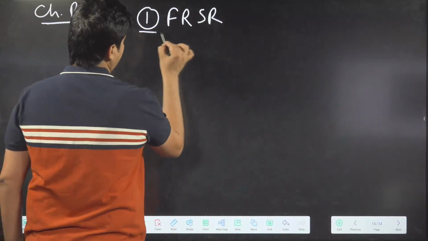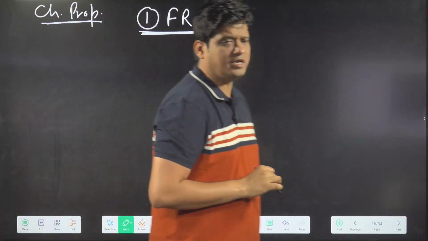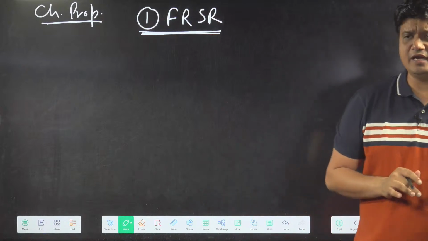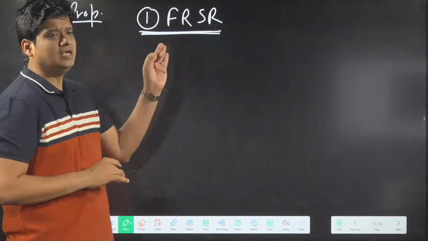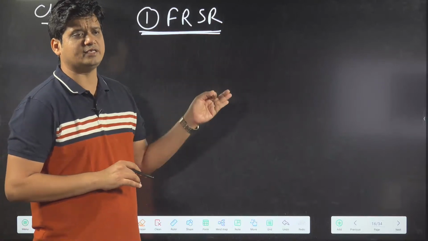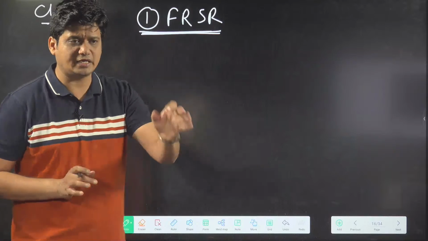Next one, chemical properties of alkane. The most important reaction of alkane is what? Free radical substitution reaction. You can say this is the characteristic reaction or main reaction of alkane, and that is free radical substitution reaction.